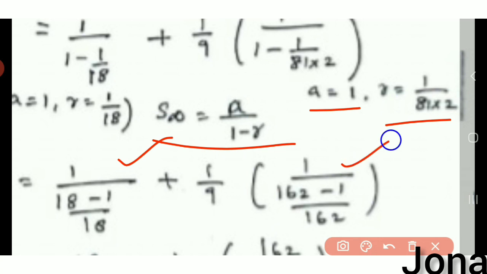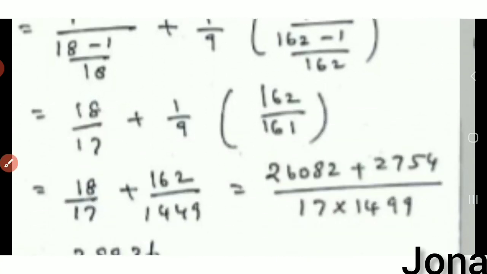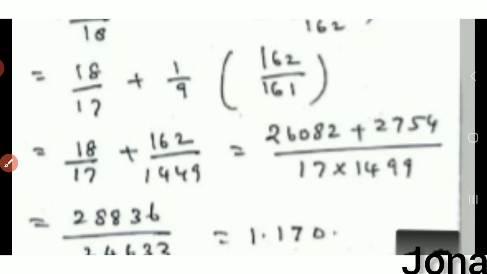It's nothing but the summation. We have the formula for the summation of this: S infinity equals a by 1 minus r, where a is 1 and r is 1/(81 into 2). So we can apply these two in the formula given here, so that the simplification is nothing but 18/17 plus 1/9 into 162/161.